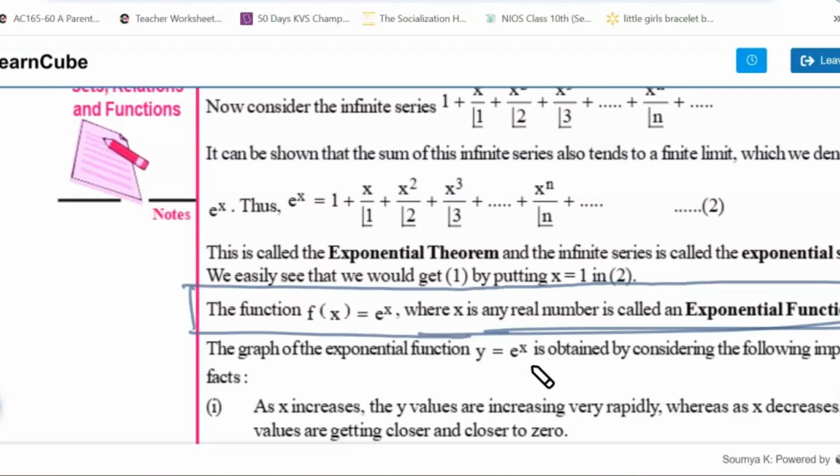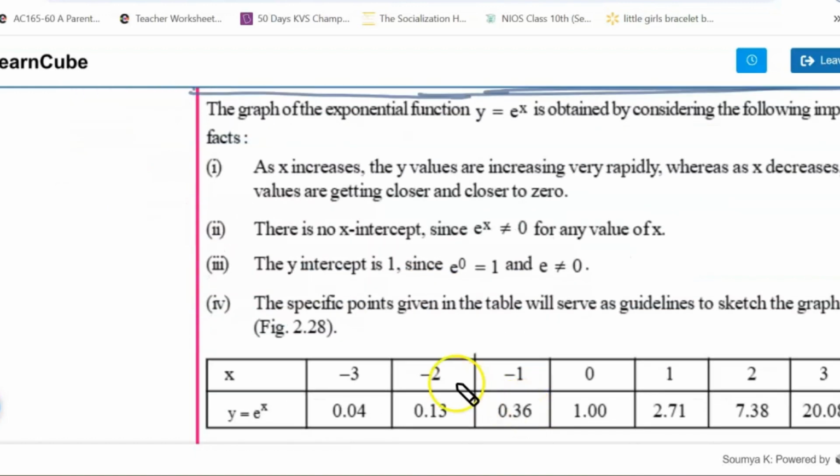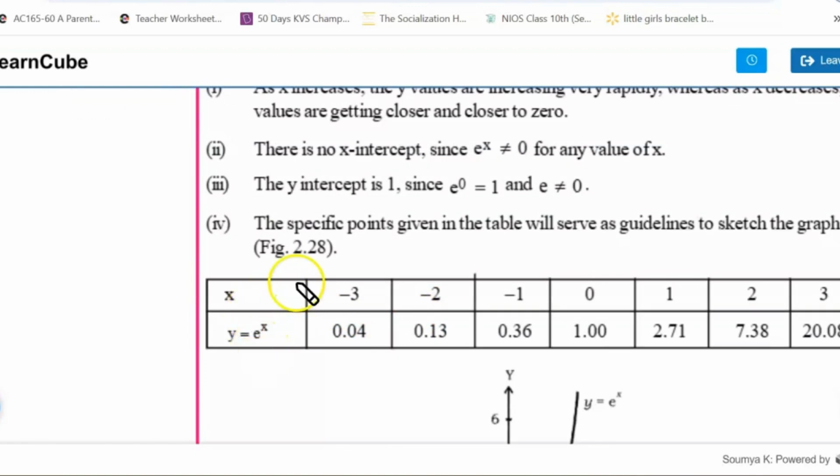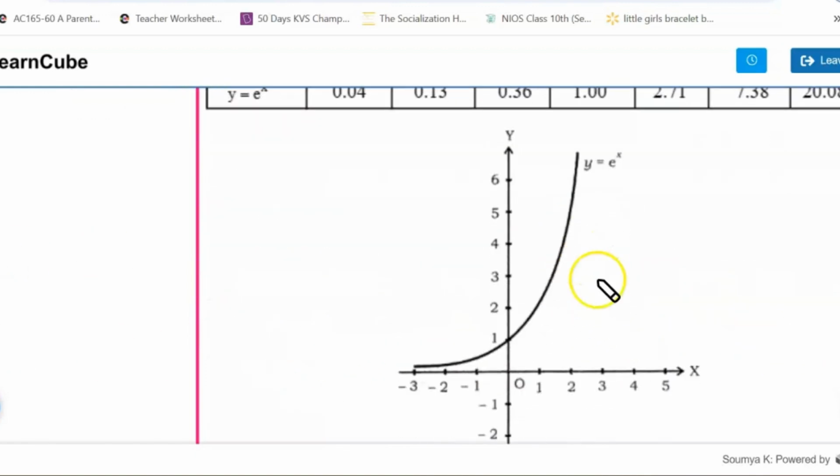That is how an exponential function looks like, and the value of e raised to x is defined in this manner. This is an exponential function. You can see here how this works. This is a graph, value is taken like this, and the graph looks like this for this question.